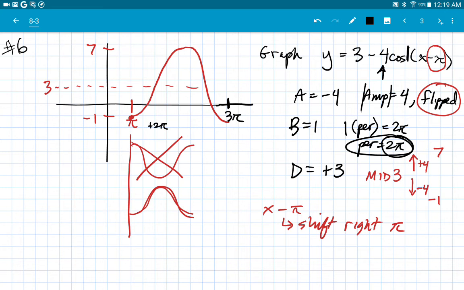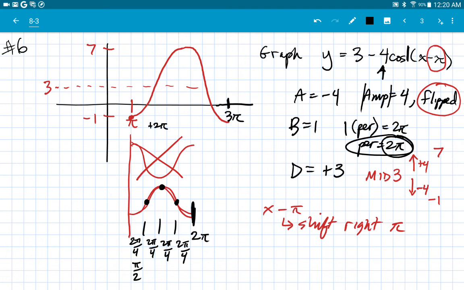What we also know is that every single graph can be broken up into fourths. You have this point, and this point, breaking it up into fourths. So knowing that I have a period of 2 pi, if I break that up into fourths, then this will be 2 pi over 4, 2 pi over 4, 2 pi over 4, and 2 pi over 4, which means every interval is a distance of pi over 2.